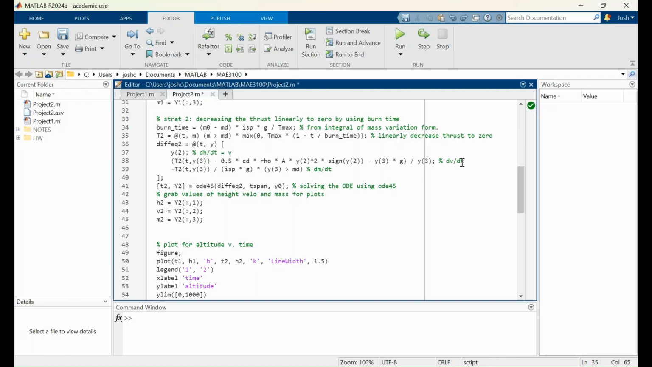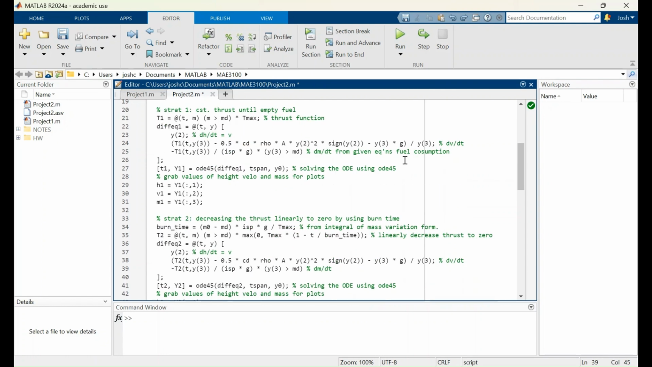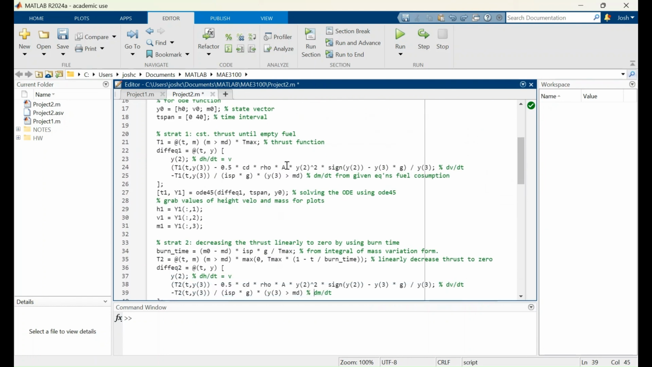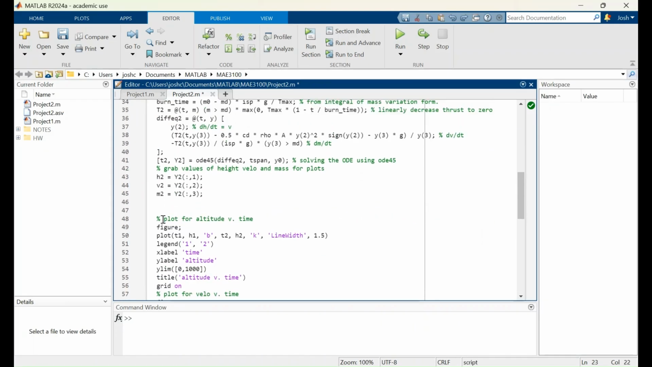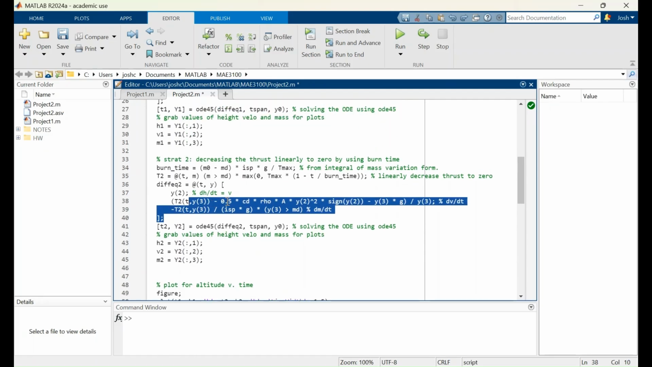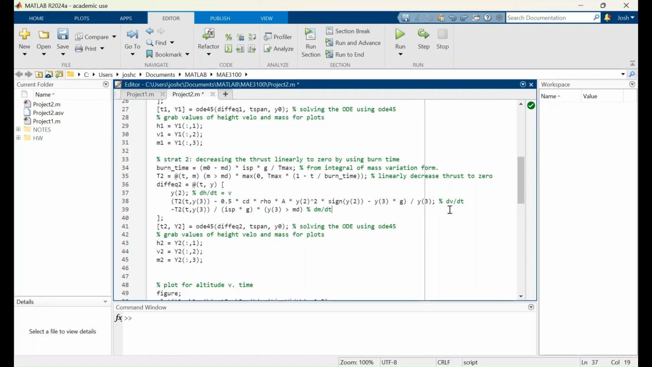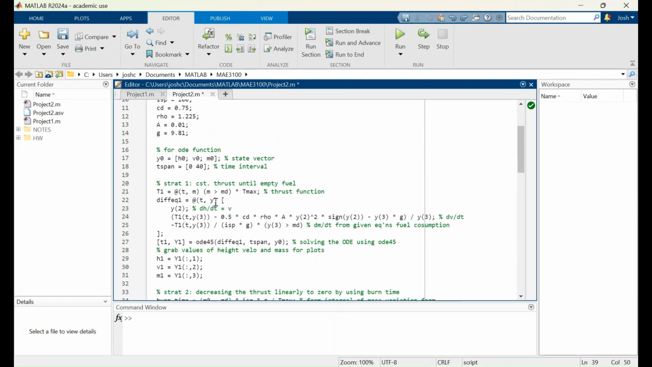Same velocity, same acceleration, pretty much, and then same change in mass, kind of. Same change in mass and velocity, set up here. As you can see, we got our velocity, acceleration, and then mass. Here we have our velocity, acceleration, mass.